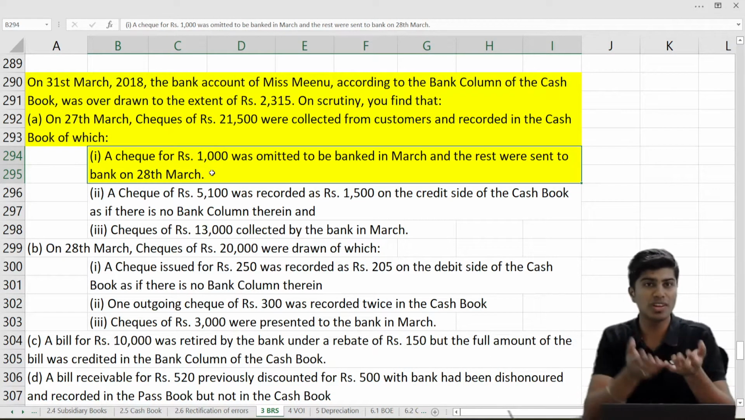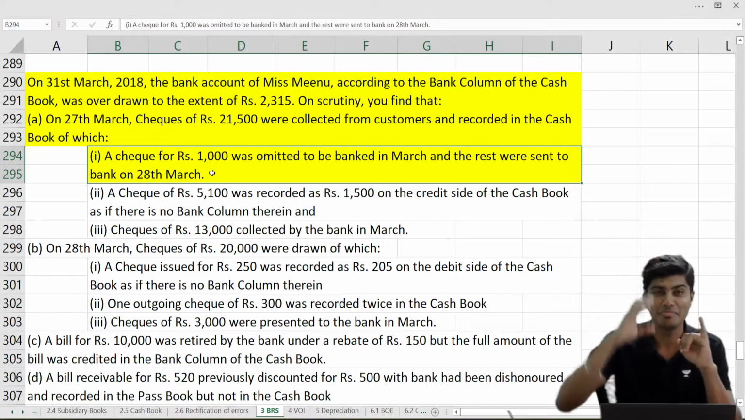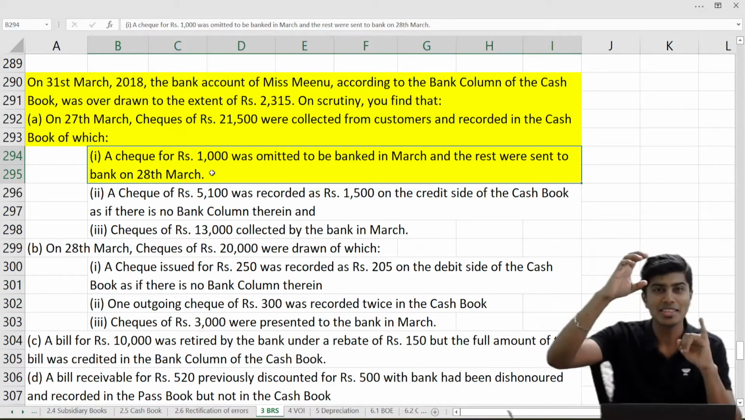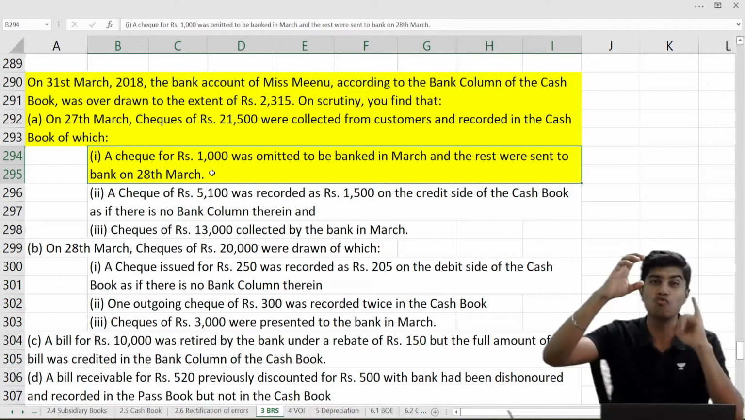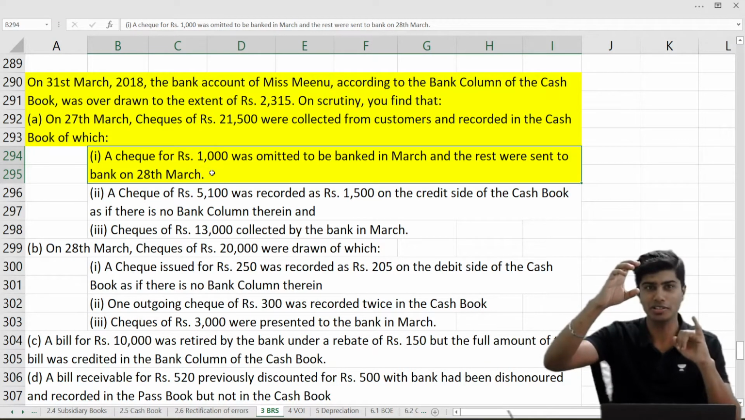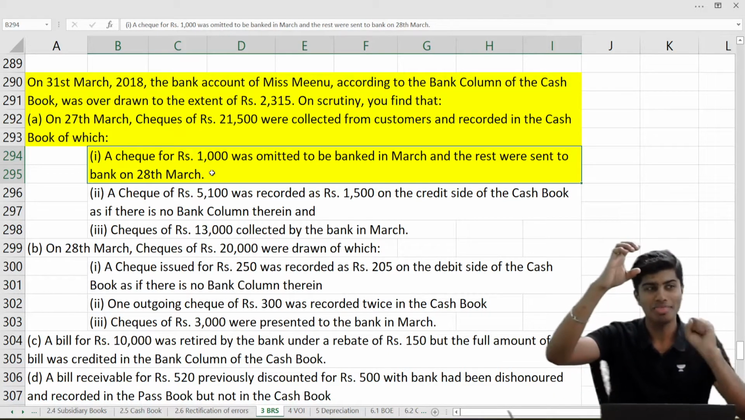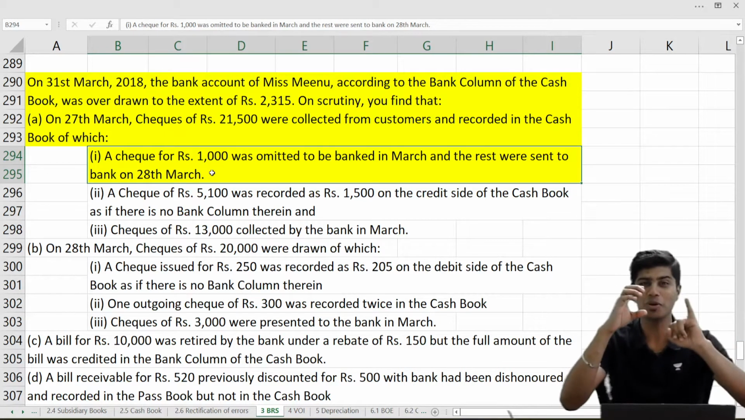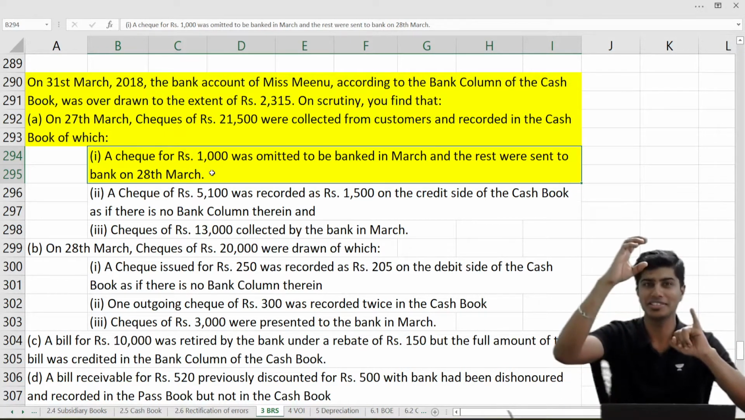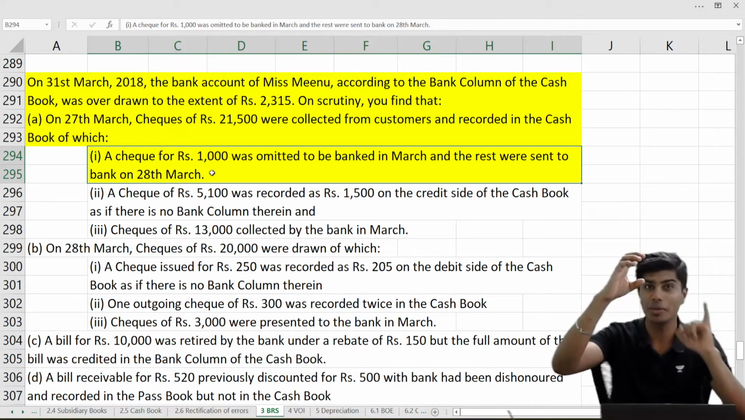So a 1000 rupees worth cheque is received. When this 1000 rupees worth cheque is received, the balance as per cash book has increased. This cheque of rupees 1000 is not deposited in the bank. So there is no way that the balance as per passbook increases. For those of you who don't know, this is C, cash book. This is P, passbook. You get that? So a cheque has been received because of which the balance as per cash book has increased. But the balance as per passbook has not increased because the cheque has not been deposited.